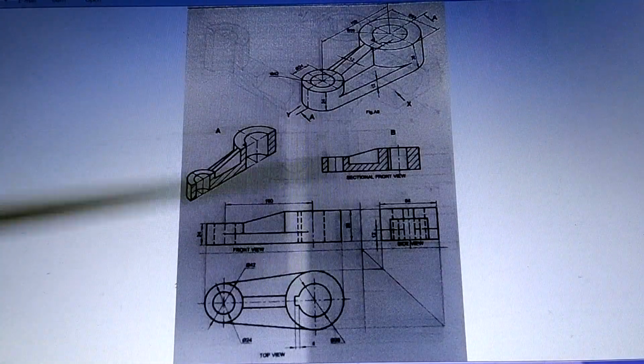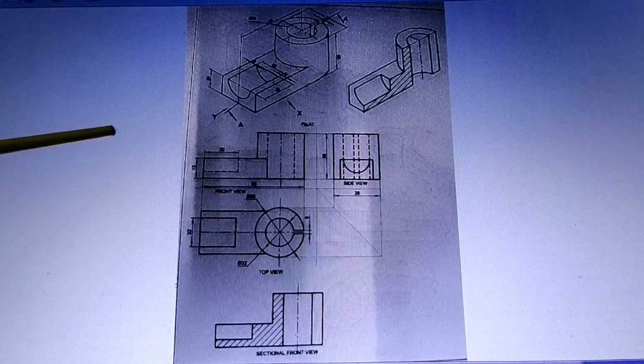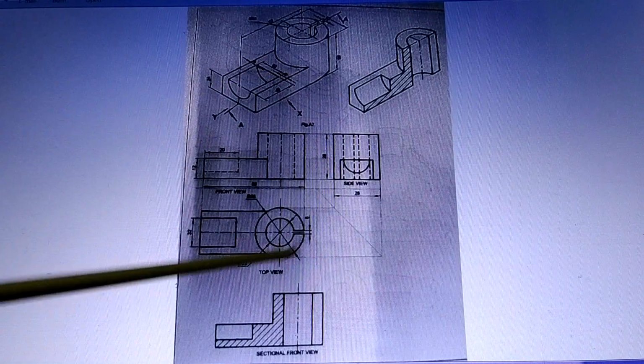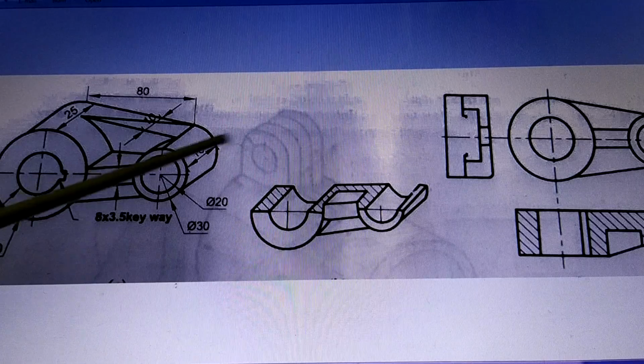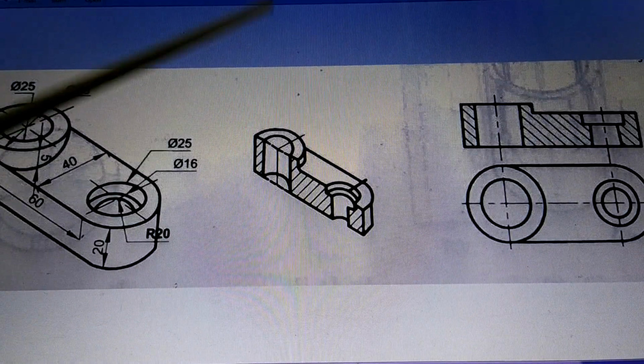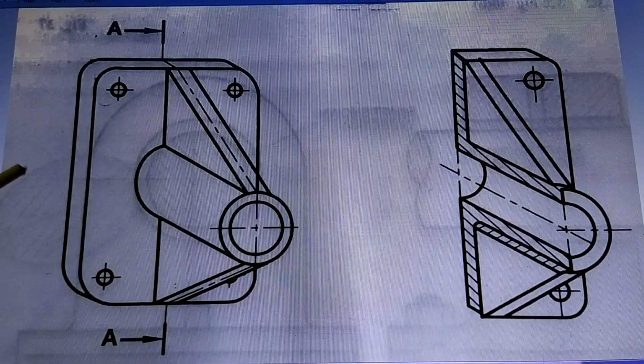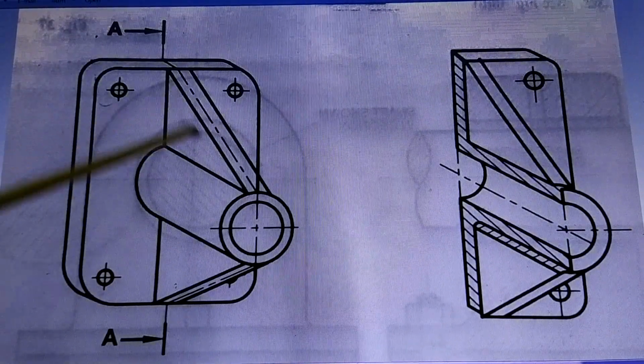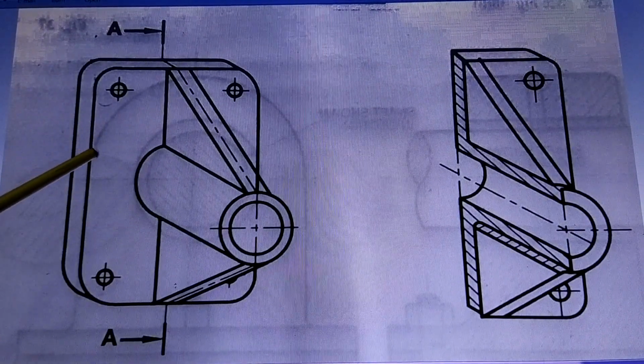Another example shown in section like this. Another example shown with section like this. Another example shown with section like this. Another example shown with section like this. And before that we have seen some rules on how to show the rib when it is cut in section.